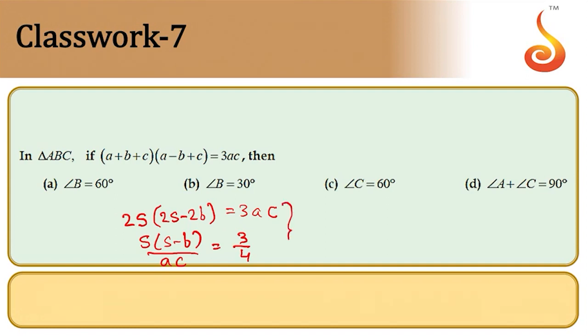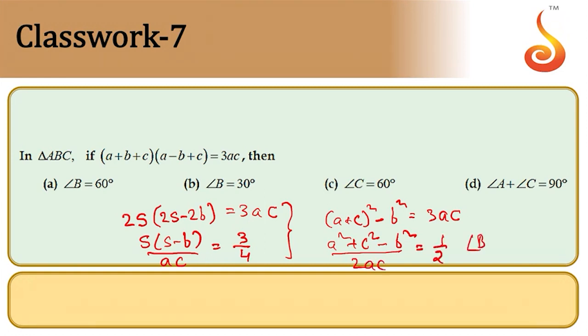Okay, so this is one method. The other method is you can also write (a plus c) whole square minus b square is equal to 3ac. So using the cos rule, this is nothing but (a square plus c square minus b square) by 2ac is equal to 1 by 2. This will give you angle B equal to 60 degrees. Angle B is equal to 60 degrees, option A.